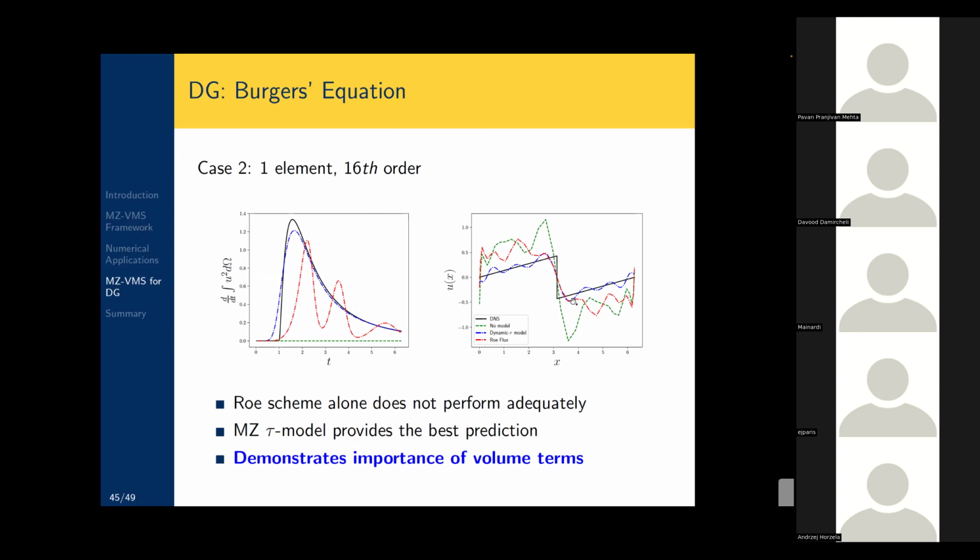Here on the right are the physical space solutions. MZ in blue has some oscillations, but if you take the DNS and project it on the solution space of the polynomials, it really compares very well. This demonstrates the importance of volume stabilization terms, which is really not done at all in DG. So I think an interesting area of future work is to use ideas from VMS and MZ to derive new stabilization approaches for something like discontinuous Galerkin, particularly high order methods, which are known to be very difficult to stabilize well.